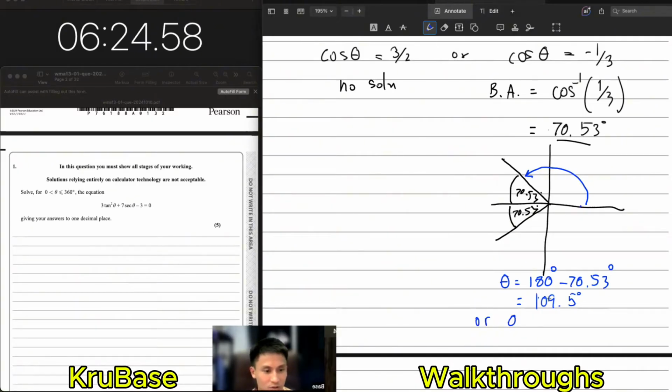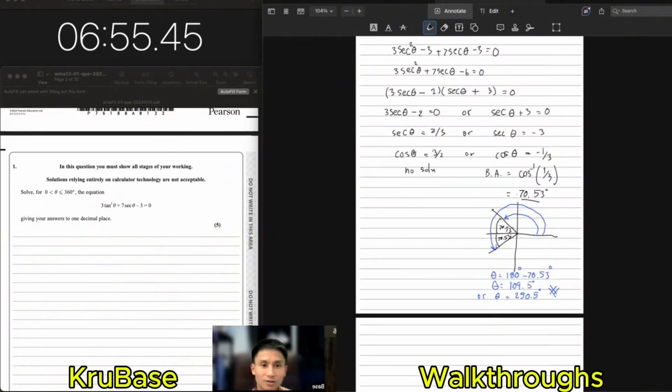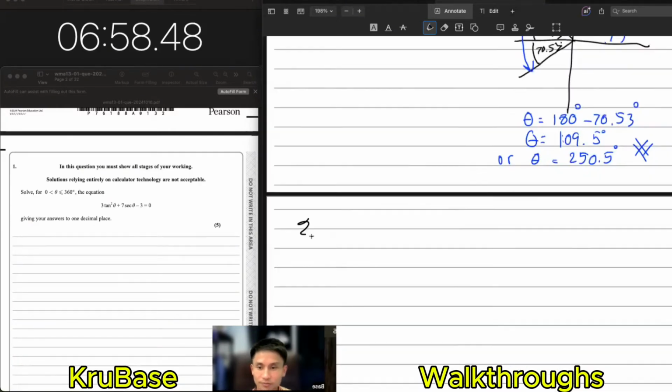And then the other solution would be going another angle there. So we have another root there. And this would be 180 plus 70.53. So 180 plus 70 is about 250. So 250.5 would be the answer. All right. So that's about it. So we only get two solutions here, 109.5 and 250.5 answers to 1 decimal place. So that would be my first work solution for number 1.